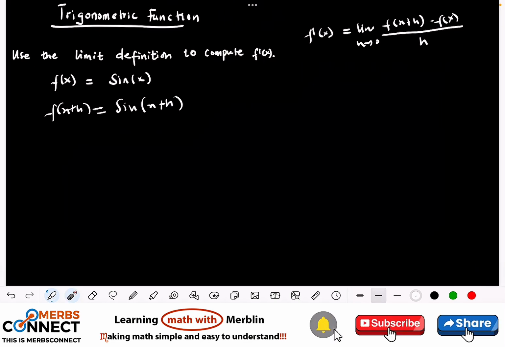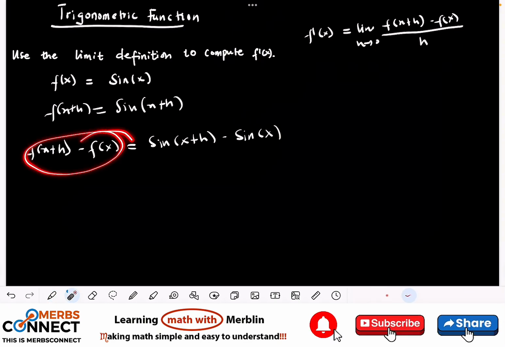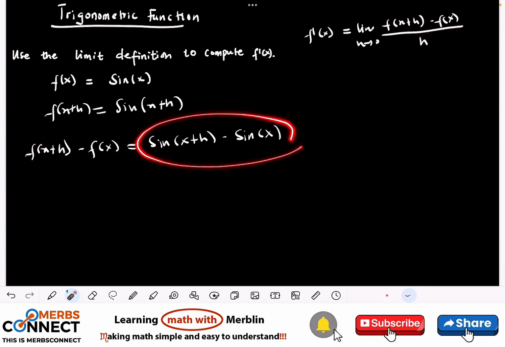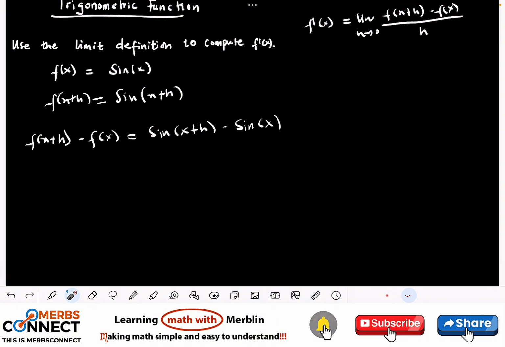Good. So what do I need? I need f of x plus h minus f of x. So f of x plus h minus f of x is equal to sine of x plus h minus sine x. Now, the reason why I mostly simplify this before I put it here is, when I place this one here, I need to write the limit every time while I'm simplifying. You'll be tired of writing the limit. So I like picking the top and simplifying it. When you get your final result, come and place it here, then you are done.